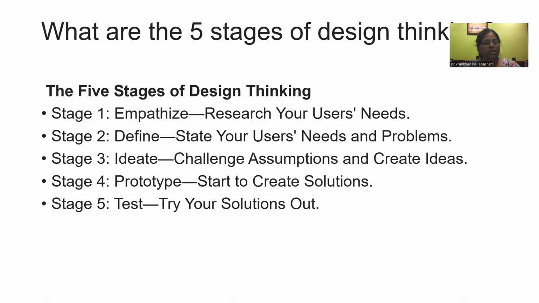So how exactly does design thinking go practically? It has 5 different steps. What are the 5 different steps of design thinking? Stage 1, empathize. Stage 2, define. Stage 3, ideate. Stage 4, prototype. And stage 5, test. Right from the problem definition till the product gets ready. So these are the 5 different stages of design thinking.